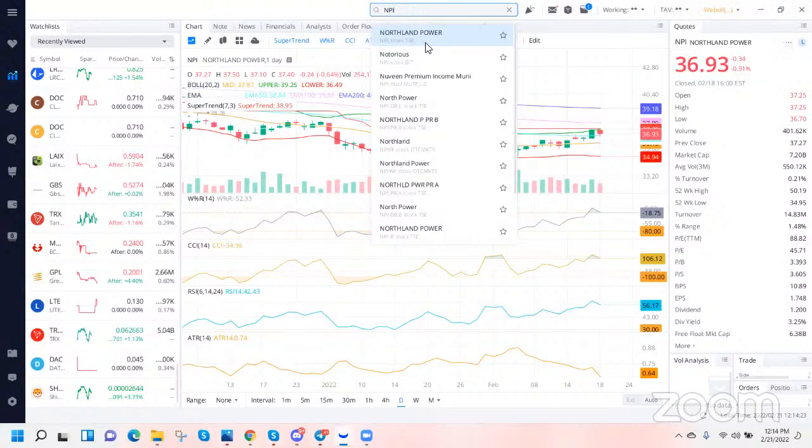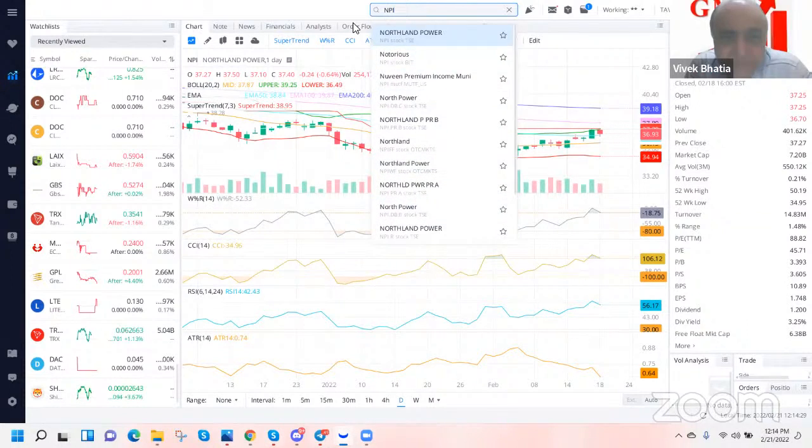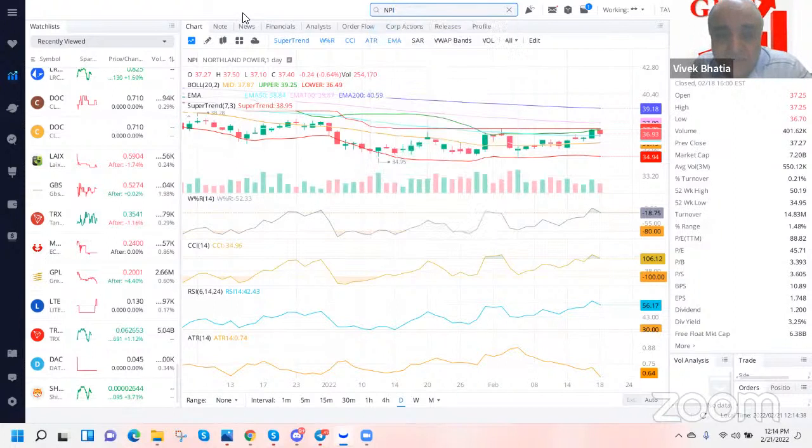NPI is on TSX. I don't see a corresponding listing on NYSE or NASDAQ. No, he has already mentioned he hasn't seen the options chart. He's only checked it on the screeners, which is a good pick. Vivek, very good pick. So glad to see that you're still using our screeners and what you had learned a few months back.